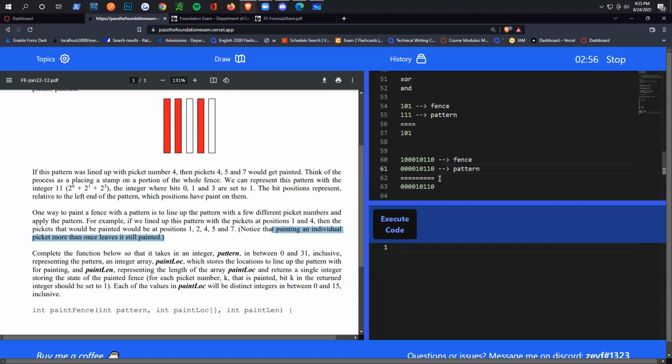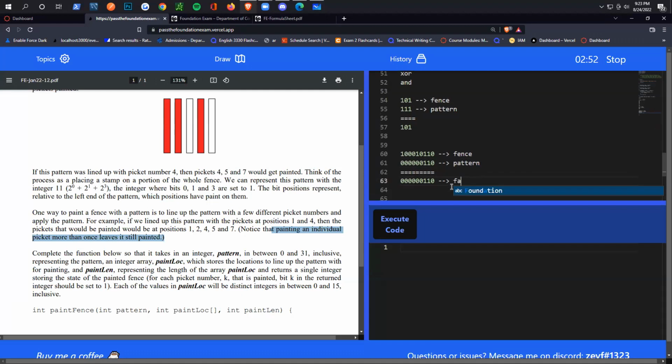Also, let's say you had a different type of pattern. This would, again, destroy what your fence is. So now you would say, oh, this is my fence, but this is not your fence. You already painted, and there's 2 pickets that got removed. And that's why you use OR in this case.